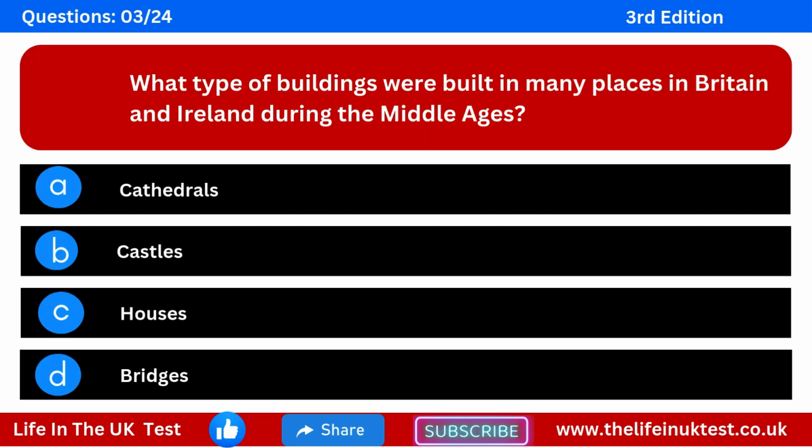Question 3. What type of buildings were built in many places in Britain and Ireland during the Middle Ages? Option A. Cathedrals. Option B. Castles. Option C. Houses. Option D. Bridges.